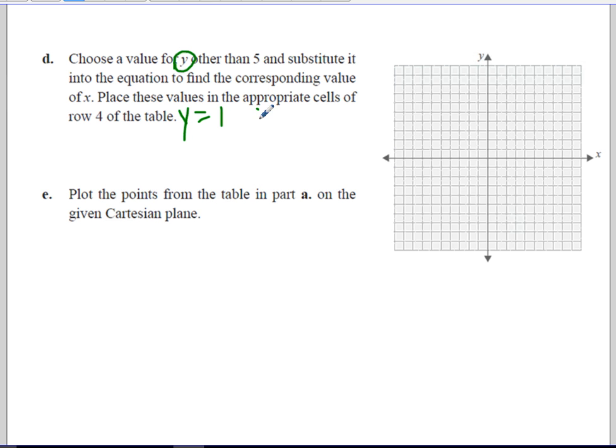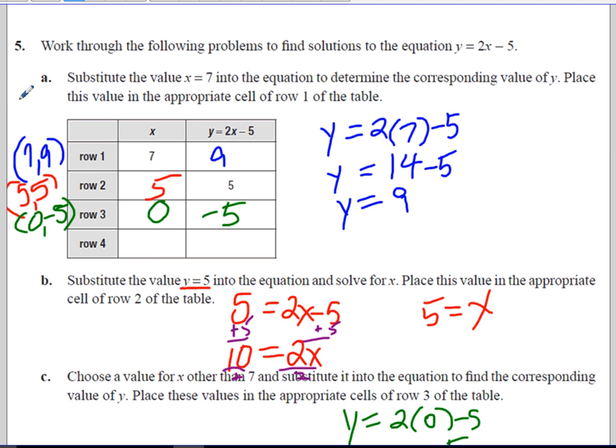And so we'll have y equals, or 1 equals 2 times x minus 5. So we add 5 to both sides. We'll get 6 equals 2x. And then when we divide both sides by 2, we're going to get 3 equals x. So let's add that to our chart. We found x equals 3 when we used y equals 1. So again, our ordered pair is (3, 1).